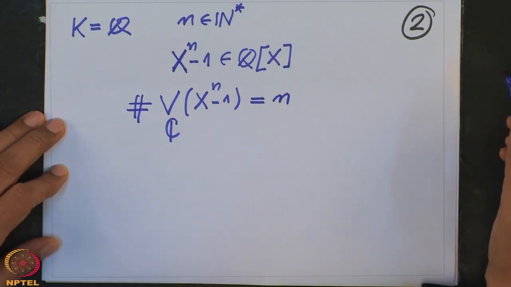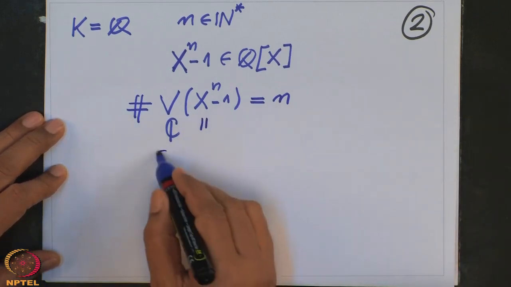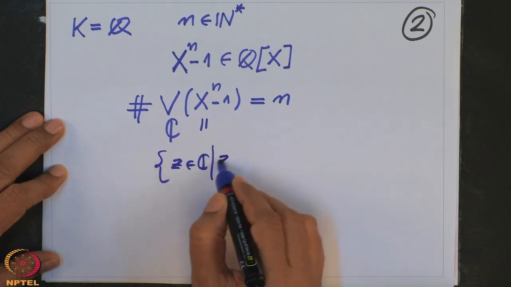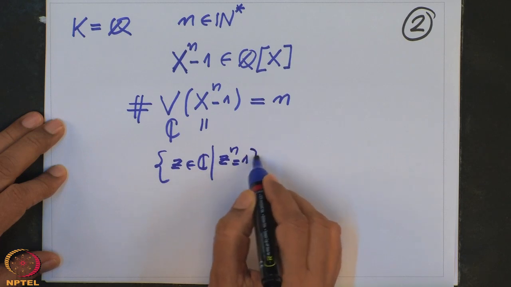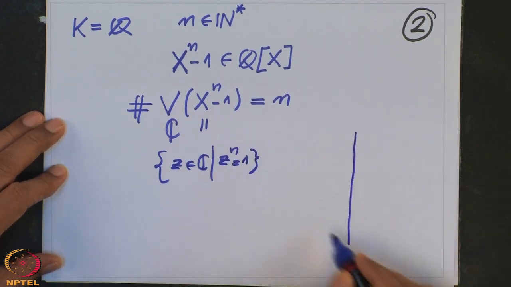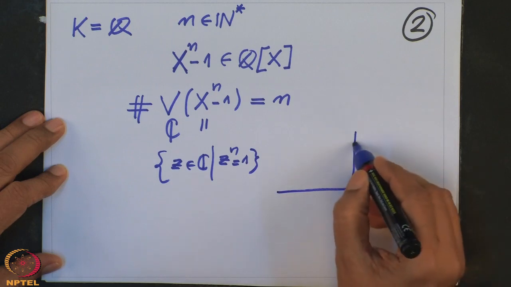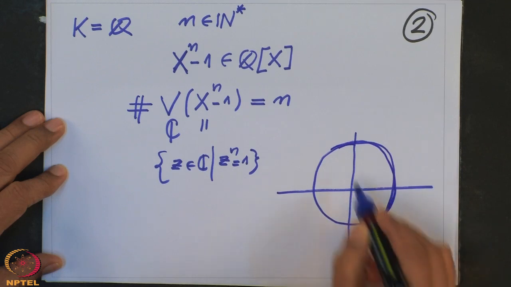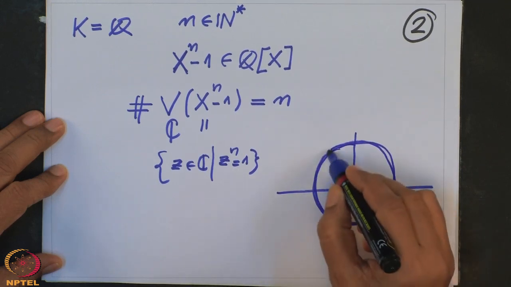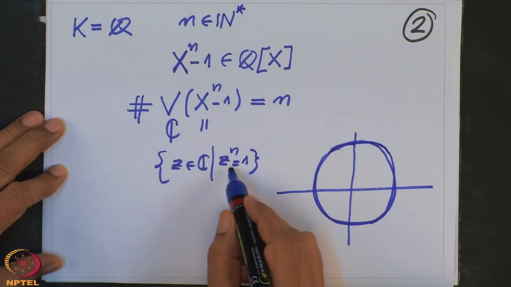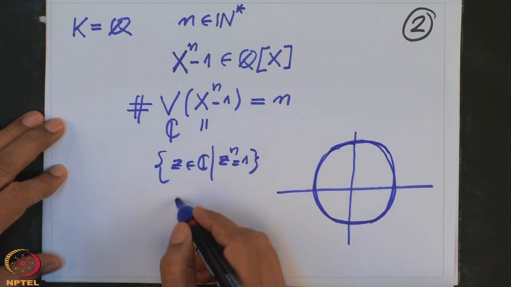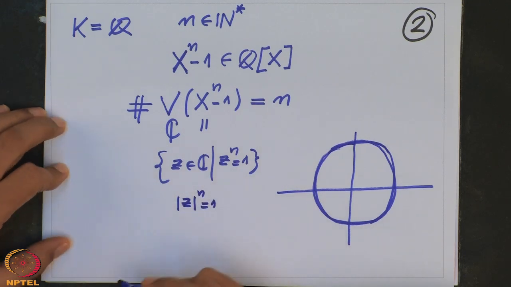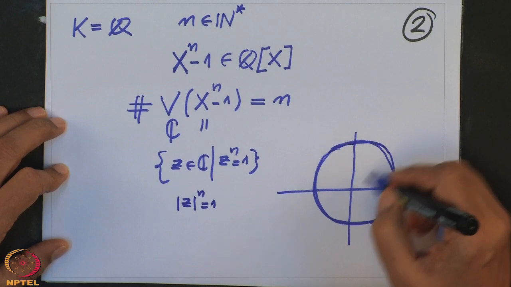And what is their location? This is the set of all z in complex numbers such that z^n is equal to 1. So you have this unit circle, and all of them lie on it. Since z^n is 1, therefore the modulus of z^n is also equal to 1, therefore the modulus of z will be 1, so it will be on this circle.